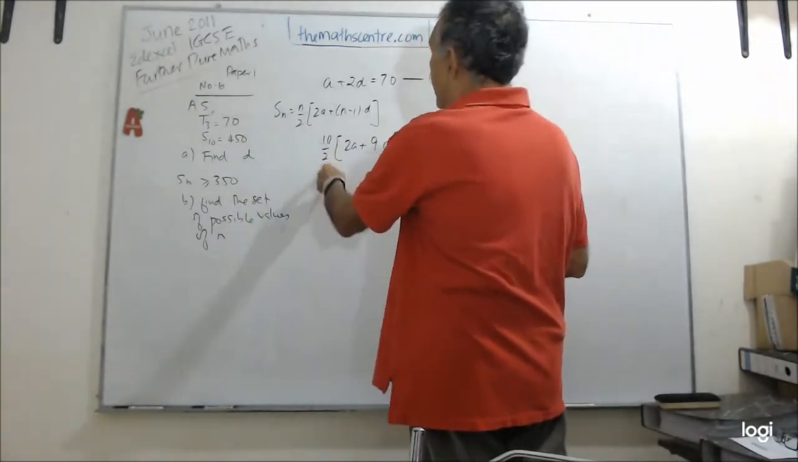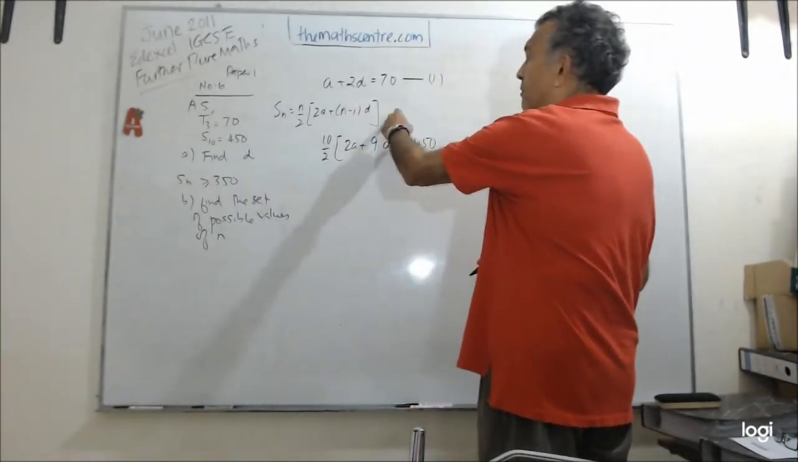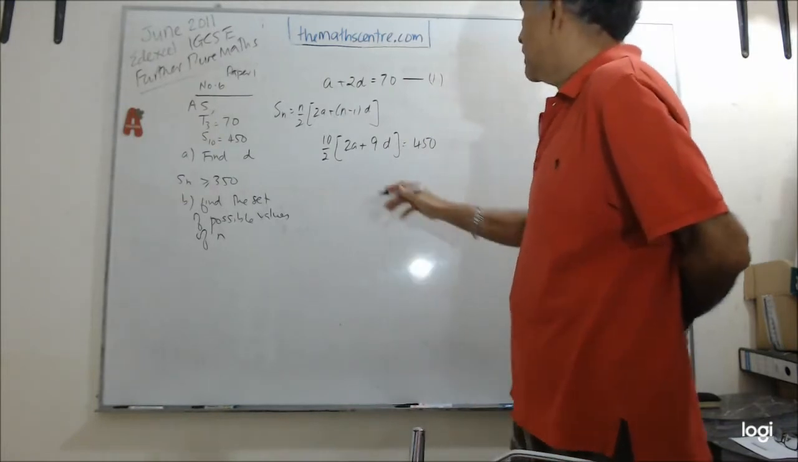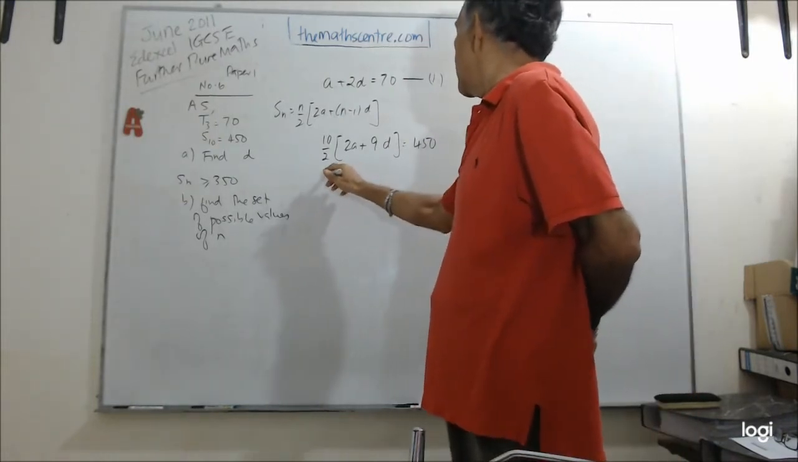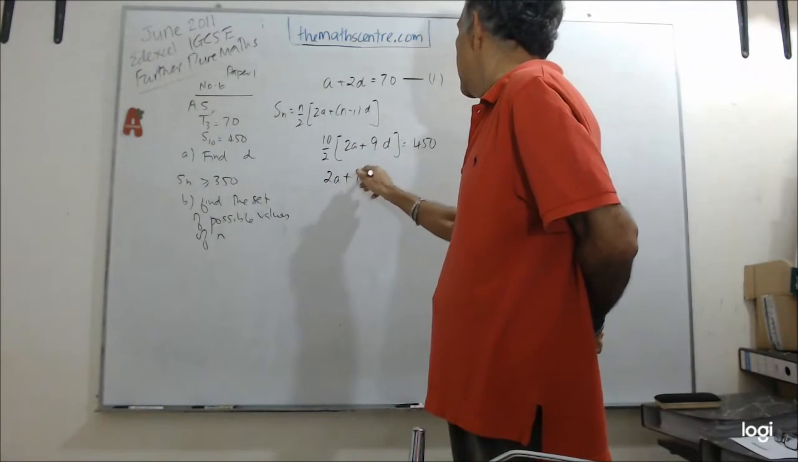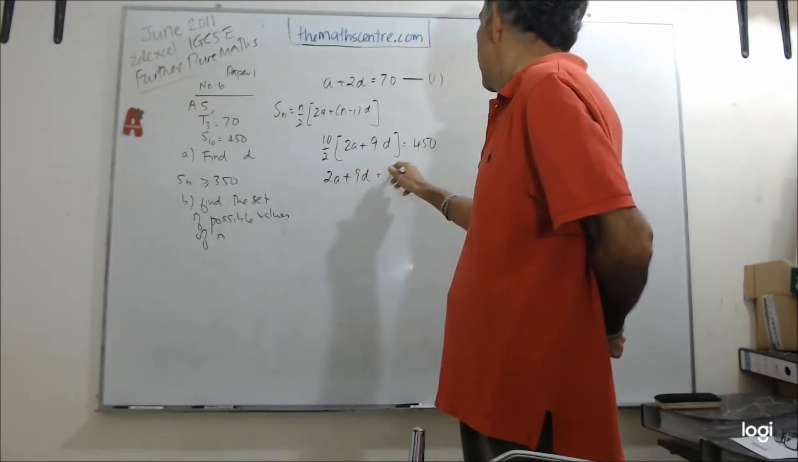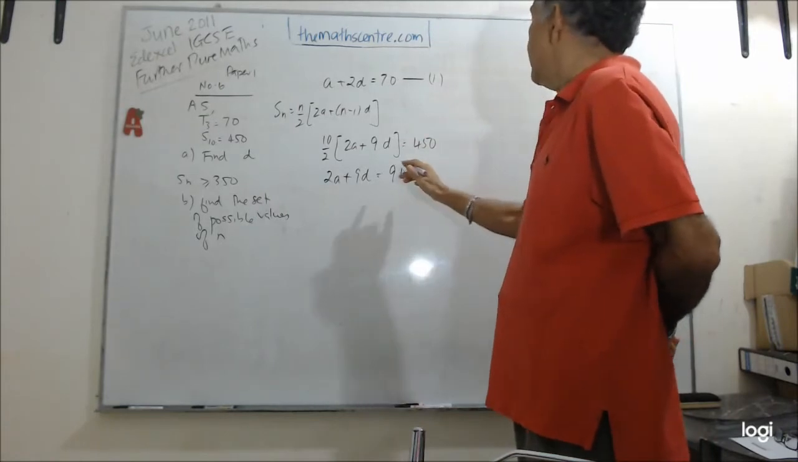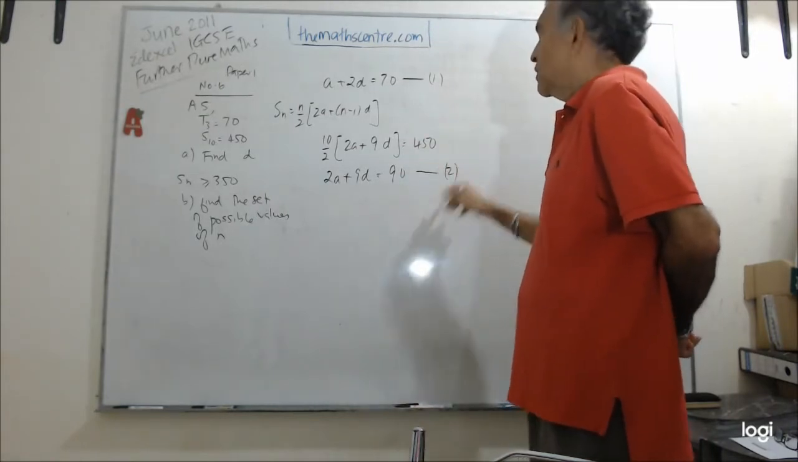Let me quickly check. n is 10, so 10 over 2, 2a plus 10 minus 1, which is 9d, and that's 450. Let's clean that up a little bit. I have got 2a plus 9d equals 90. There's a 5 here, and it's 90. So this is equation number 2.